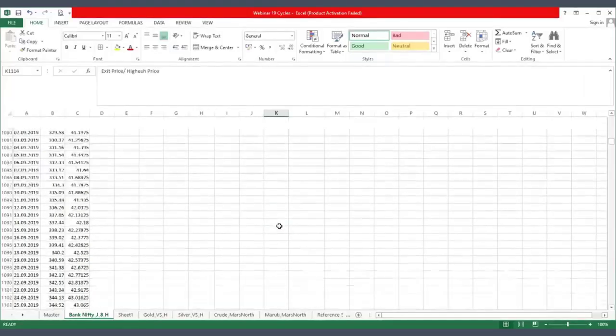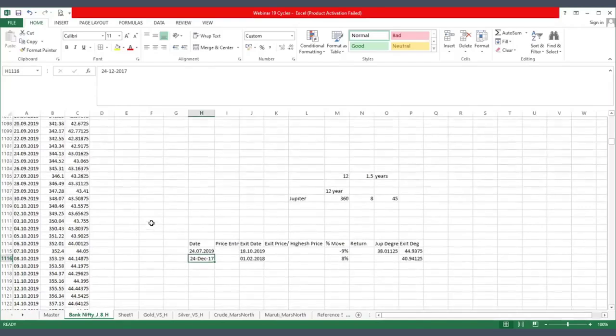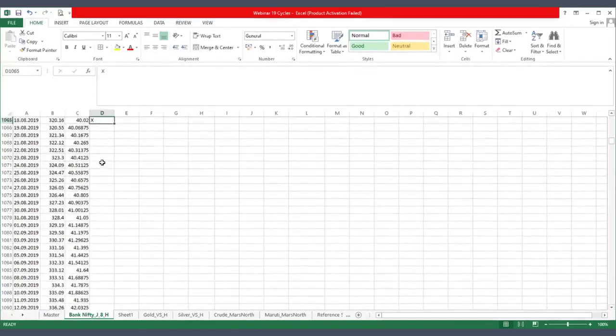You see, I just entered these values. 24th December was our bottom, and then it rallied till 1st of February. Somewhat 8% was given, and the degree was 41. 40.9 is 41. Let's go and check for previous cycle.